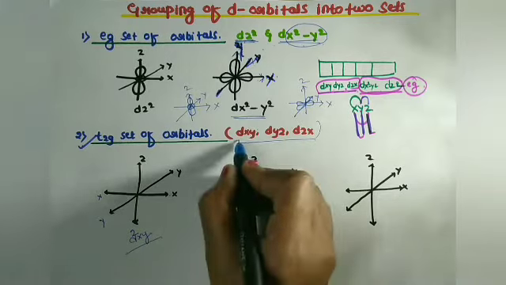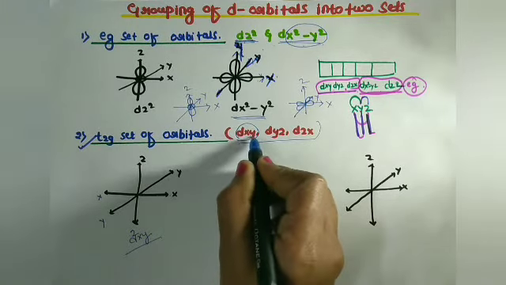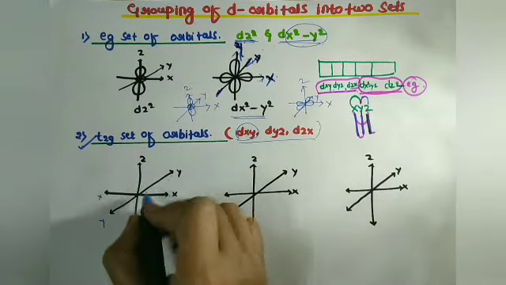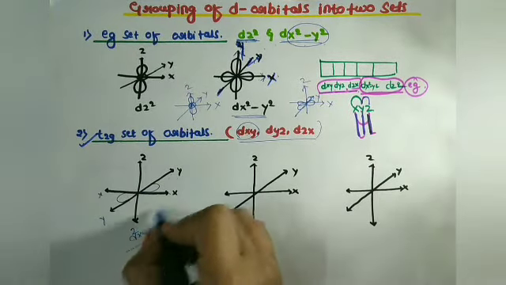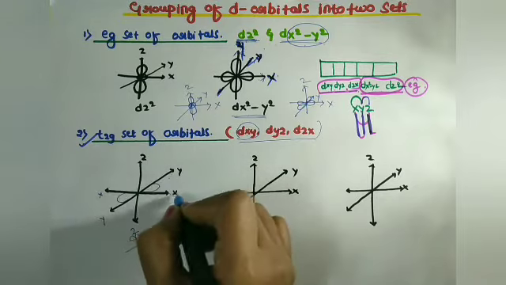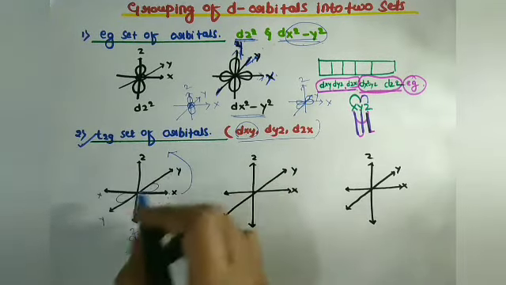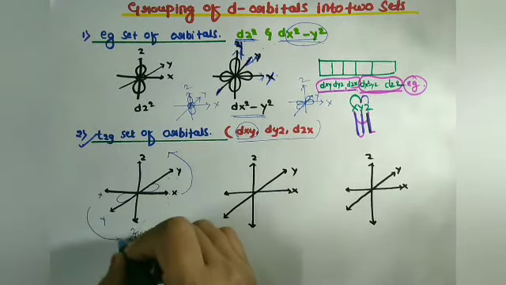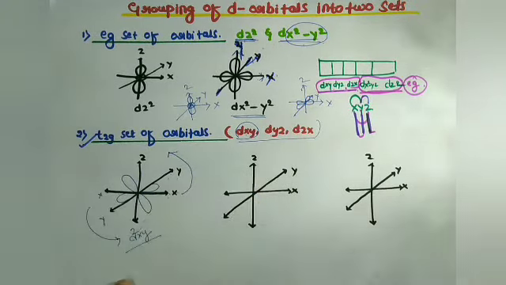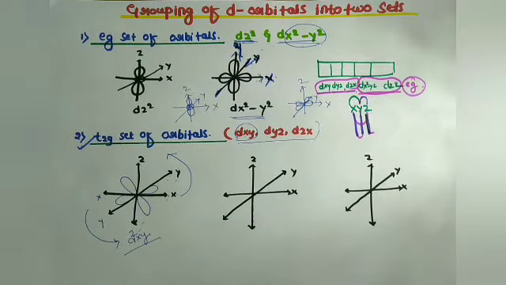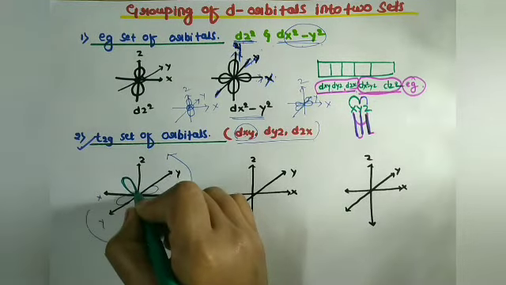Okay, so now I want to draw dxy. So here the x and y and then here also x and y. Here there is no axis because it is starting and here ending. Here also start and then here also end. So now in between these gaps you have to write another lobe. So now it is the dxy shape.